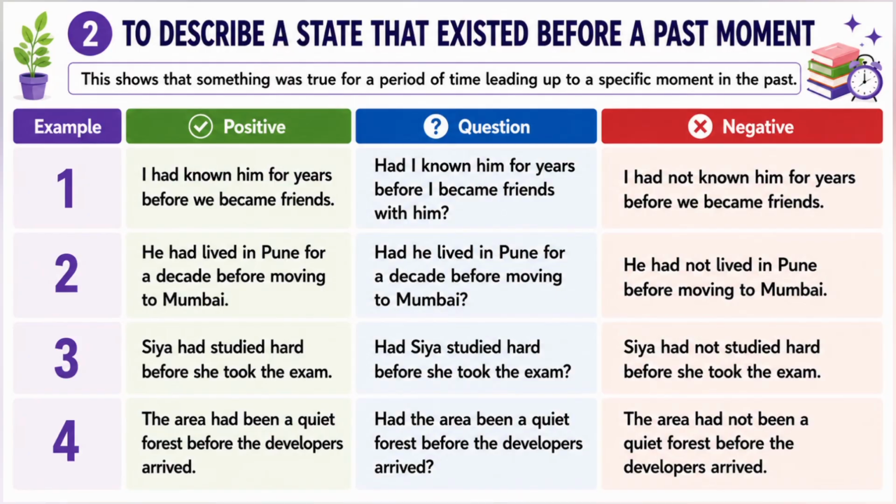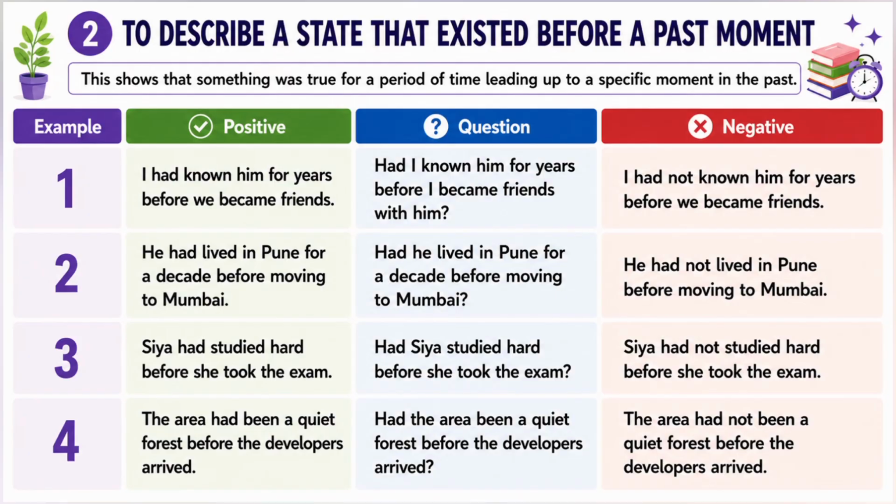Example 2. Positive. He had lived in Pune for a decade before moving to Mumbai. Question. Had he lived in Pune for a decade before moving to Mumbai? Negative. He had not lived in Pune before moving to Mumbai. Example 3. Positive. Sia had studied hard before she took the exam. Question. Had Sia studied hard before she took the exam? Negative. Sia had not studied hard before she took the exam.